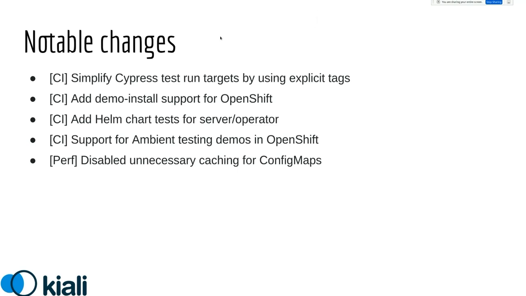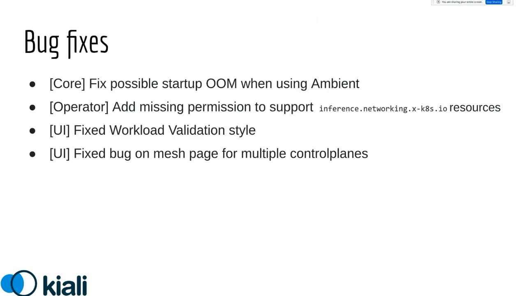All right, some other notable changes that went in this sprint. We had some CI changes that simplified some things with a Cypress test. We added a demo for OpenShift installing support. We added tests for Helm charts, so we can verify the Helm charts are correct for the server and the operator whenever we're making changes for those. We added CI support for ambient testing demos for OpenShift, and we made a performance enhancement that disables caching for config maps that could cause increased memory usage, especially on larger clusters with a lot of config maps that are present.